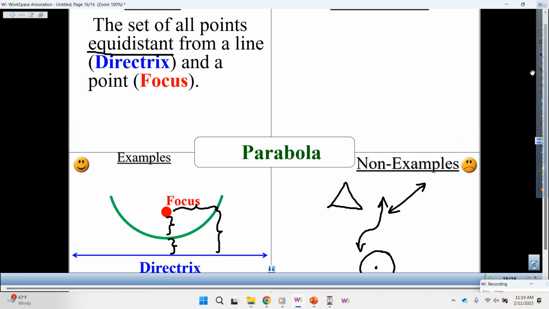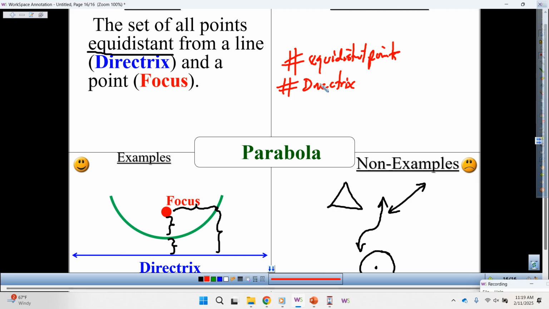Anyways, for the sake of time: a parabola is made up of what? Equidistant points. From where? Directrix and focus. That's what makes a parabola.